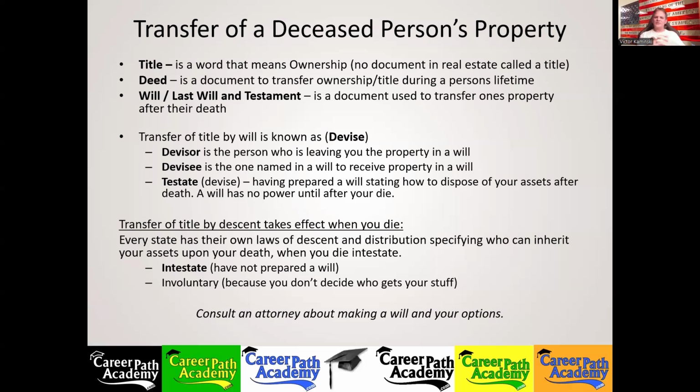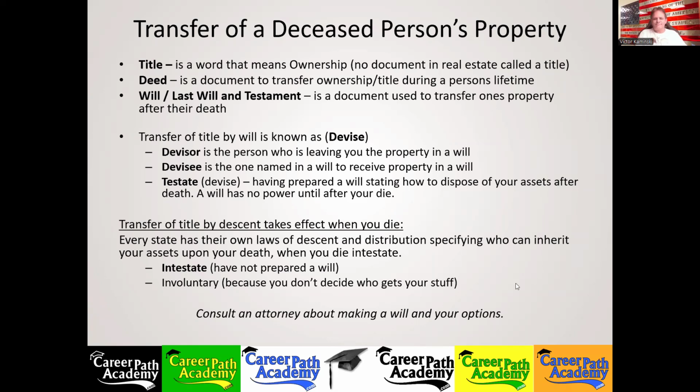So intestate means you did not prepare a will. And it's involuntary because you don't get to specify who gets your stuff if you died without a will. If you died testate, meaning you prepared a will, well, that's voluntary because you're specifying who gets your stuff after you die. You may want to consult an attorney about making a will and your options.